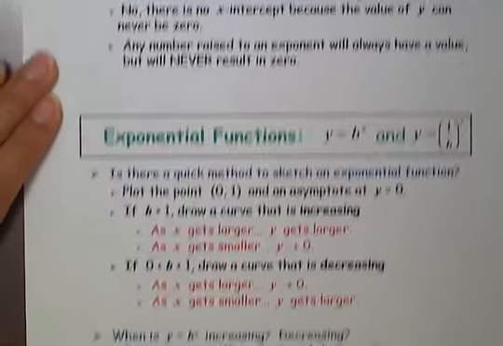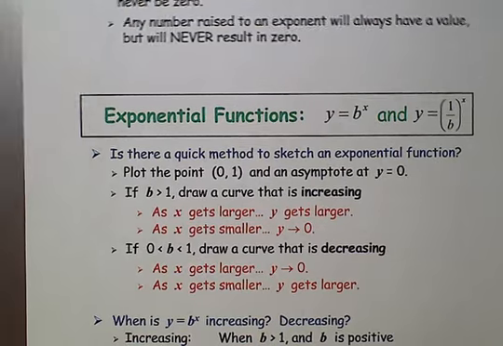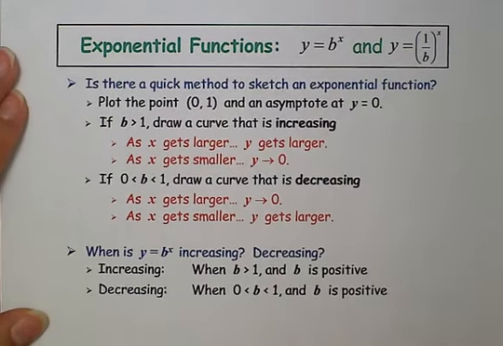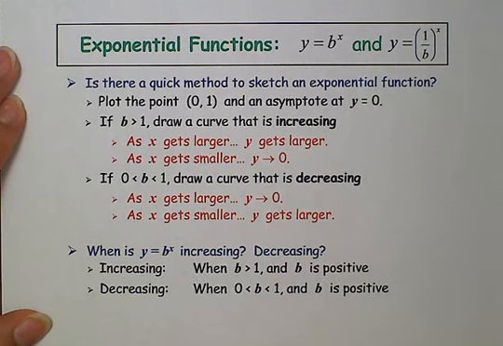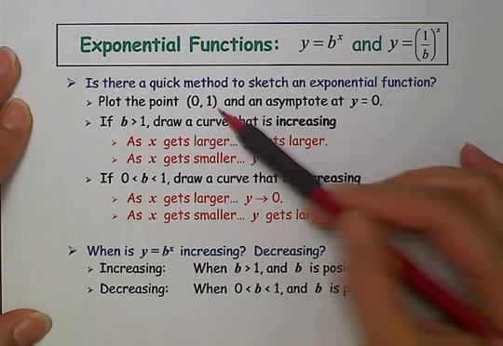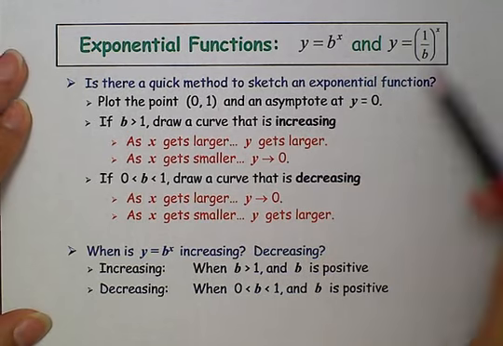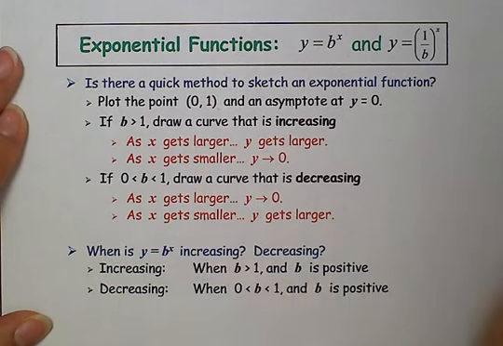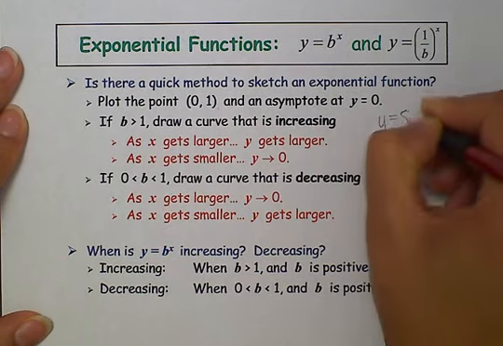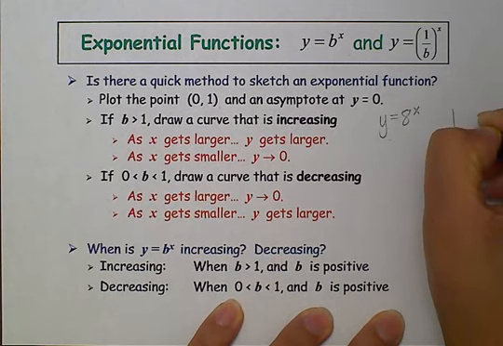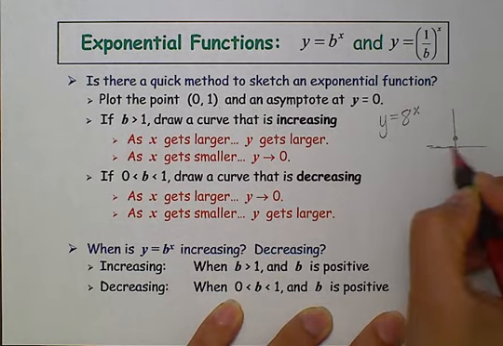Okay? y equals b to exponent x and y equals 1 over b to exponent x again. Is there a quick method to sketch an exponential function? Yes, there is. If you're just sketching, then all you really need to remember is you have a y-intercept at (0, 1), and you have an asymptote at y equals 0. If you're given a base that's greater than 1, then all you need to do is draw a curve that's increasing. So let's say you have y equals 8 to the exponent x. I know that the y-intercept is at (0, 1). I know there's a horizontal asymptote at y equals 0.